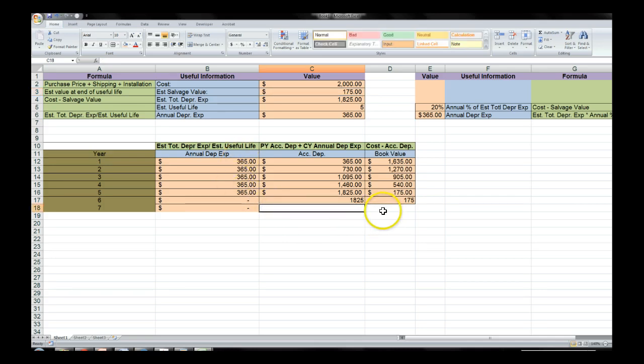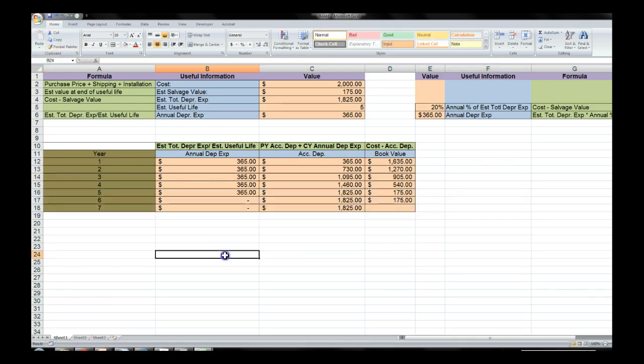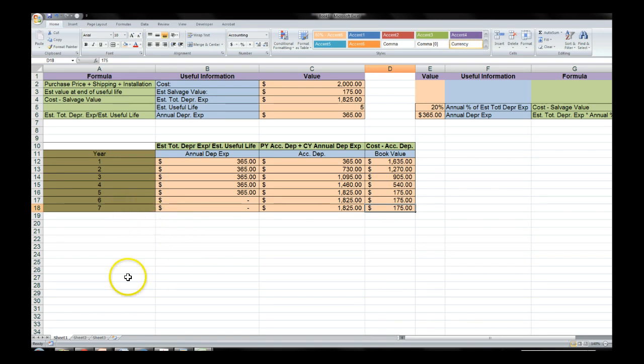And so our accumulated depreciation, it's not growing. It's staying at $1,825, and our book value is not changing either. It's staying at $175. This could literally go on forever and ever and ever.